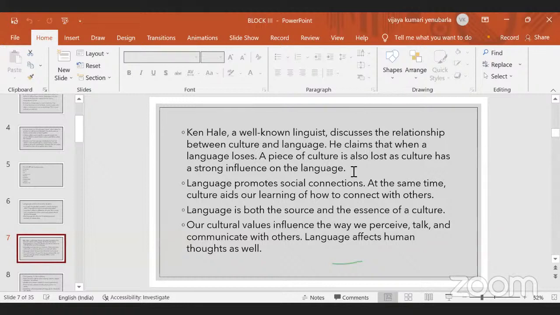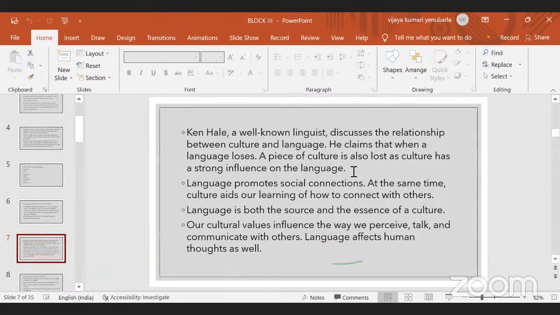Language is both the source and the essence of a culture. Through the language, you understand a culture. I repeat, it is not just the spoken form. Everything you use, written, spoken, signs, symbols, everything. So it is the source.